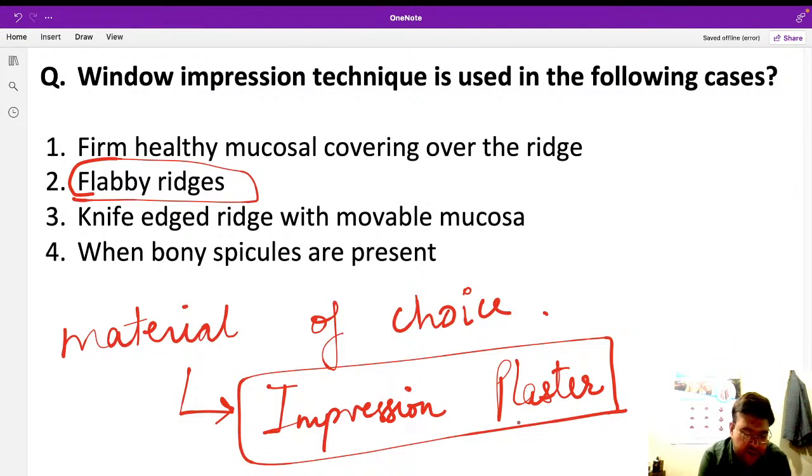Yes, Shreyashi, you are right. If it is not impression plaster, then alginate. Absolutely right. So the first choice or material of choice will be impression plaster, right? For knife edge ridge also it is a mucostatic technique, but we do not use a window impression technique for knife edge ridges, right? It is a mucostatic because you want to record the entire ridge. In flabby ridge, this mucostatic is used to record the flabby part of the ridge and not the entire ridge, right?